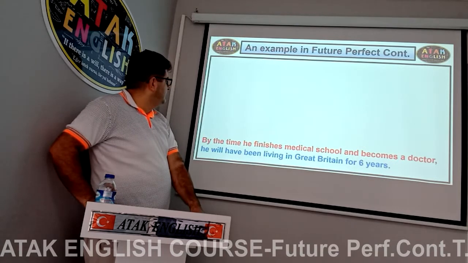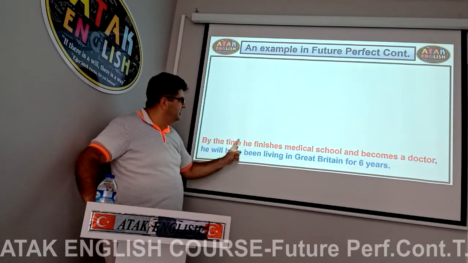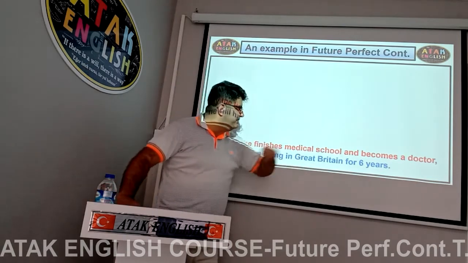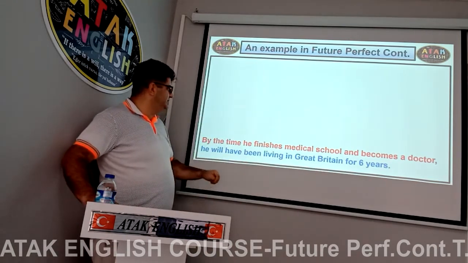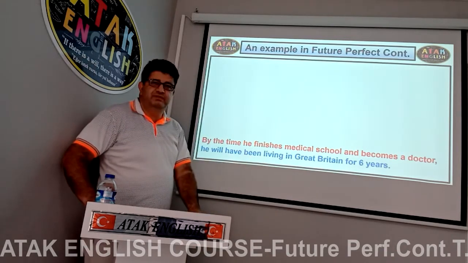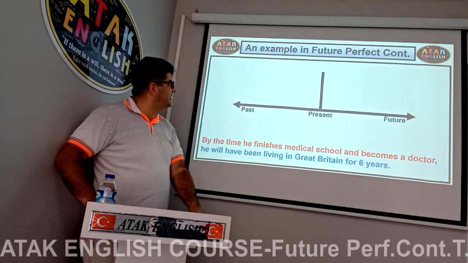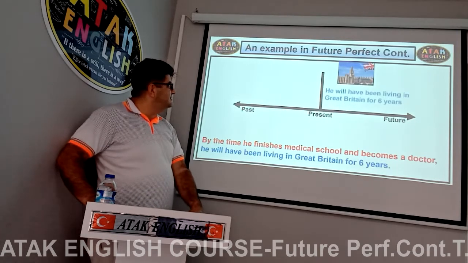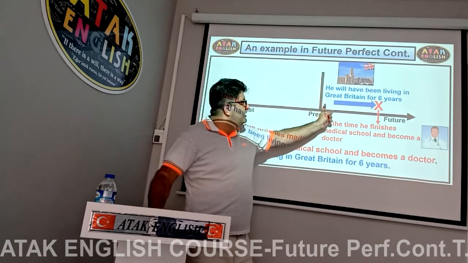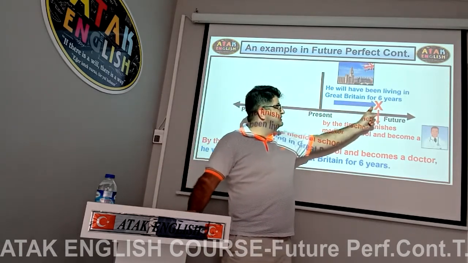Another example: by the time he finishes medical school and becomes a doctor, he will have been living in Great Britain for 6 years. Let's see it on the timeline diagram. By the time he finishes, he will have been living in Great Britain for 6 years.